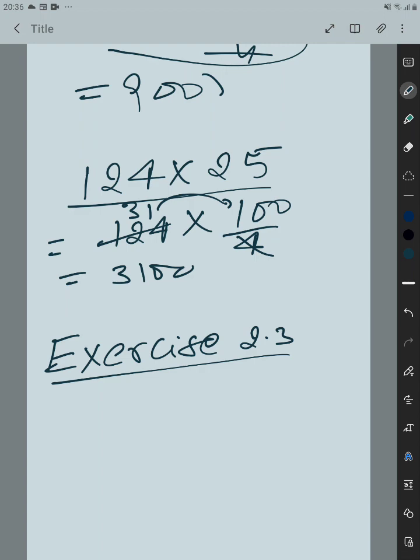So let's finish this theory part, and in the next video we'll take up exercise 2.3 of this chapter. So you will be able to understand. I think this much is very clear to you, and you have understood fully. So exercise 2.3 we are taking in another session in another video.